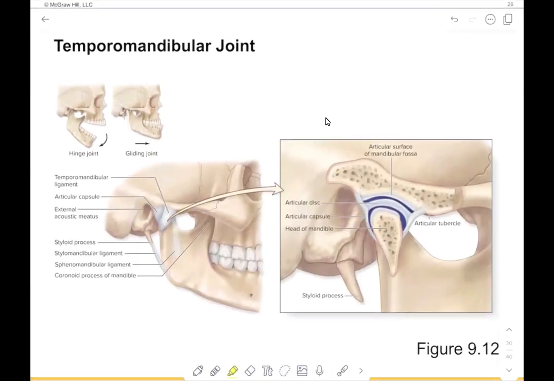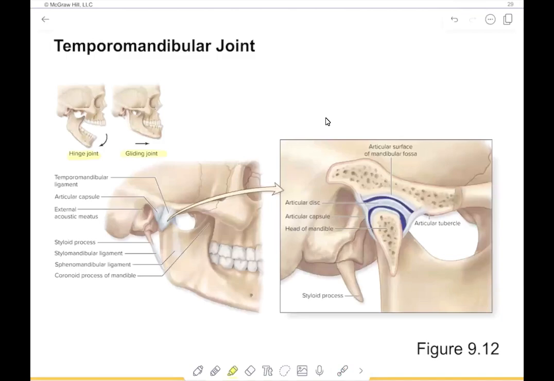As we look at the anatomy on this diagram of the temporomandibular joint, we can see that it really has two different types of joints within it even. It has a hinge joint, so that would allow for increasing the angle between the two bones and then decreasing it. There's also a gliding joint movement where the person can actually move or protract their mandible, moving it forward.